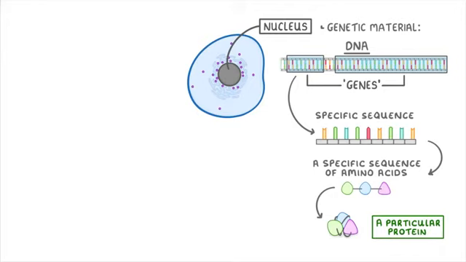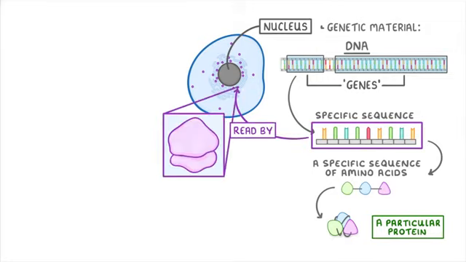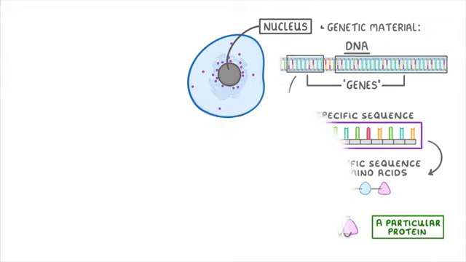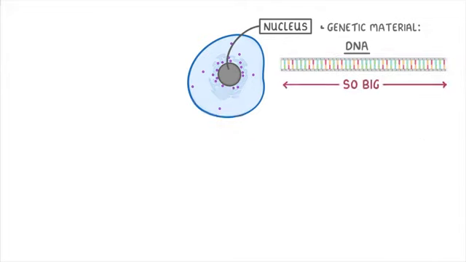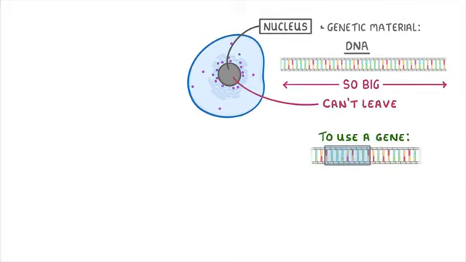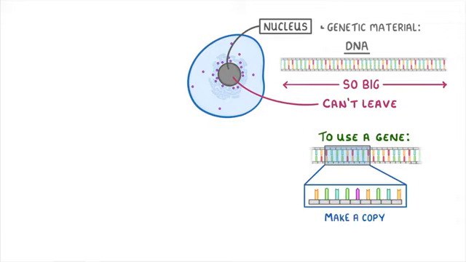In order to actually make a protein though, the specific sequence of bases has to be read by one of these structures, called ribosomes, which importantly are outside of the nucleus. However, because the DNA is so big, it can't leave the nucleus itself. And so if we want to use a gene to make a protein, we're going to have to make a copy of that gene first. And because we're only copying a single gene, rather than the entire DNA strand, the copy will be small enough to leave the nucleus, and so it can make its way to the ribosome.